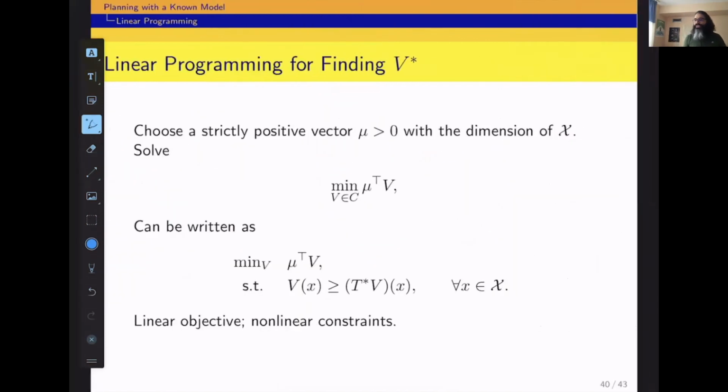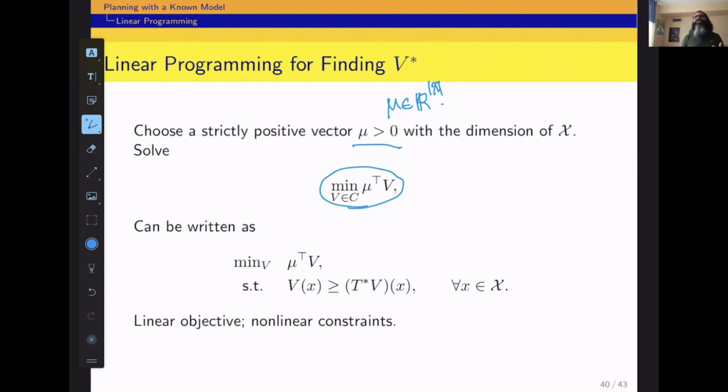Okay, so how can we do it? We can do it by choosing a strictly positive vector mu. So vector mu should be positive, and it should have the same dimension as a value function, so it should be X dimensional. So mu should belong to R of X. What we want to find, based on the geometric argument, is the minimum of v in that C such that mu transpose v is smallest.